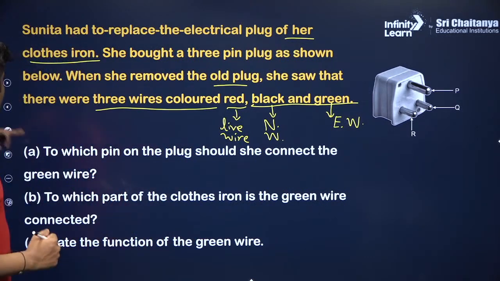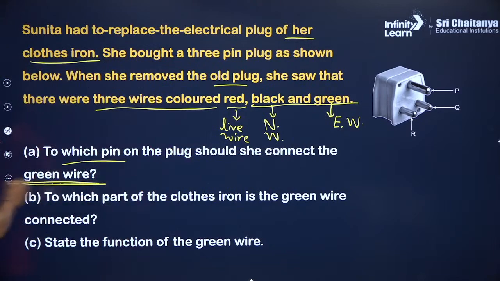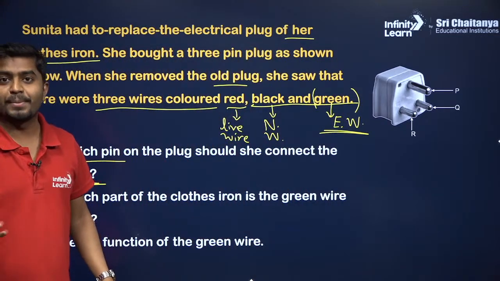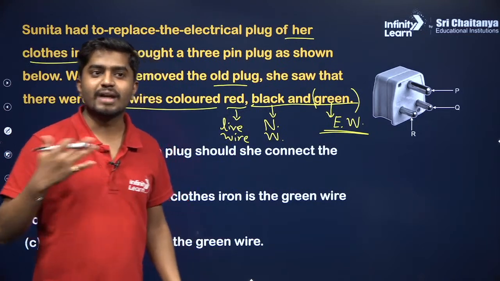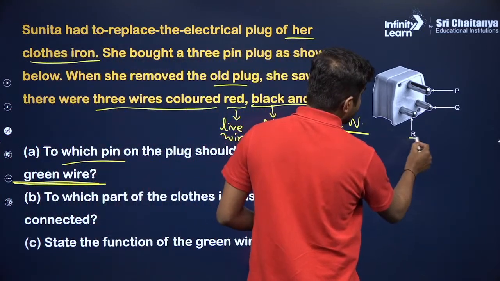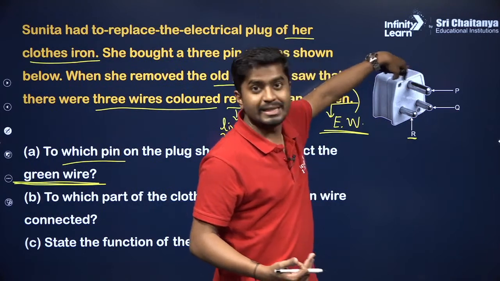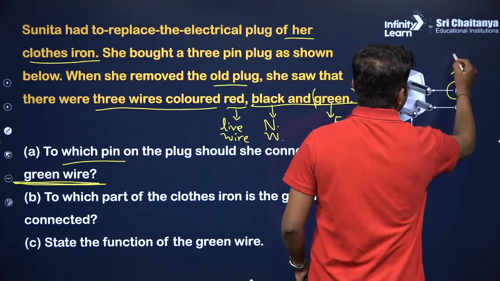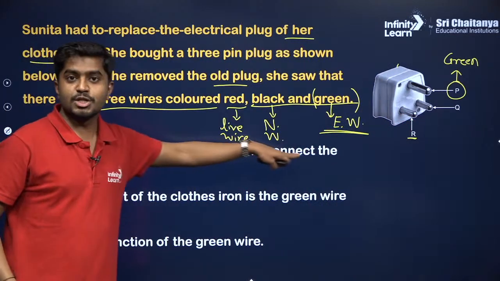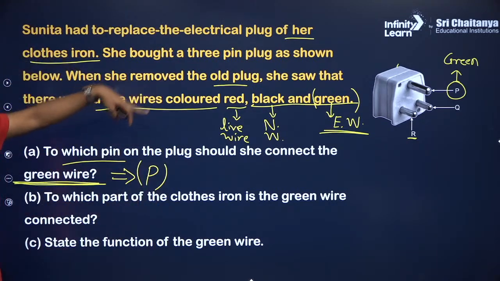Now, to which pin on the plug should she connect the green wire? So what is the green wire? Green wire is nothing but the earth wire. You know the purpose of the earth wire? To do the earthing, to ground. Black for neutral, correct. Usually, the first one is going to be live, the second one would be for the neutral, and the top one, P, is for the green, which is the earth wire. So she should connect the earth wire to the point P.